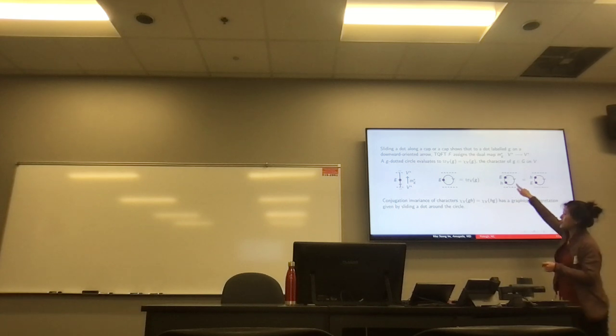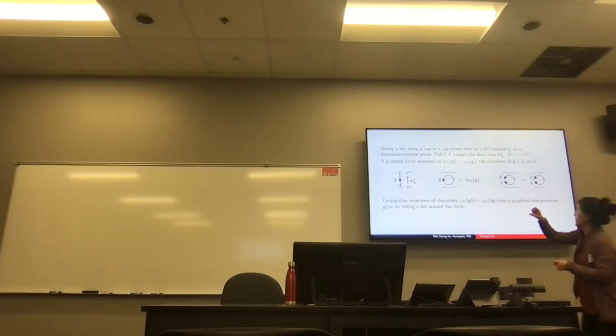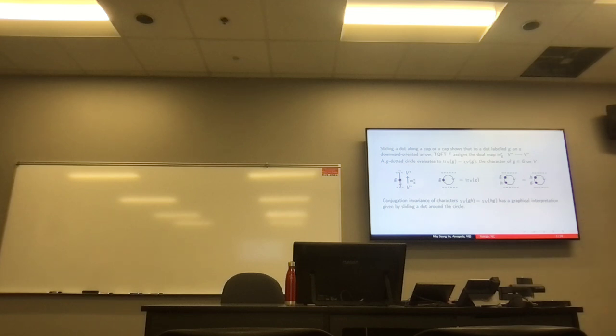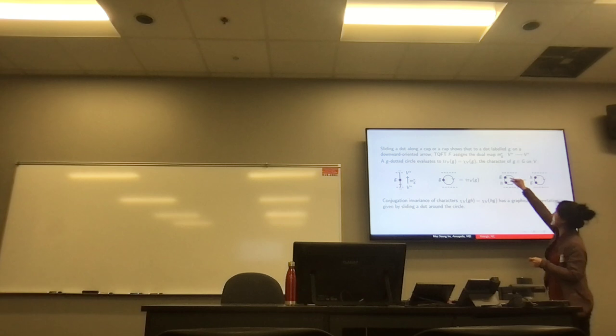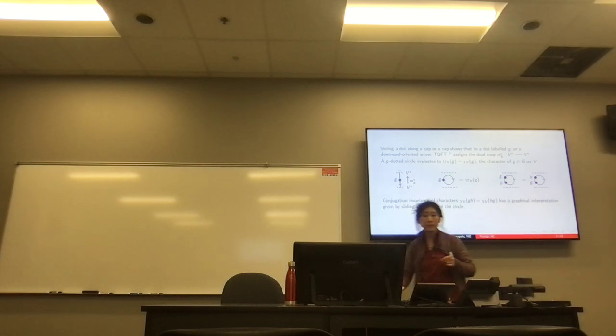We also have this conjugation invariance of characters. Because of conjugation invariance, chi of GH is equal to chi of HG. You can slide this H over in front of G, moving the last letter to the front. What does this mean graphically? It means that you can slide the G down around, so H is on the top and G is on the bottom.